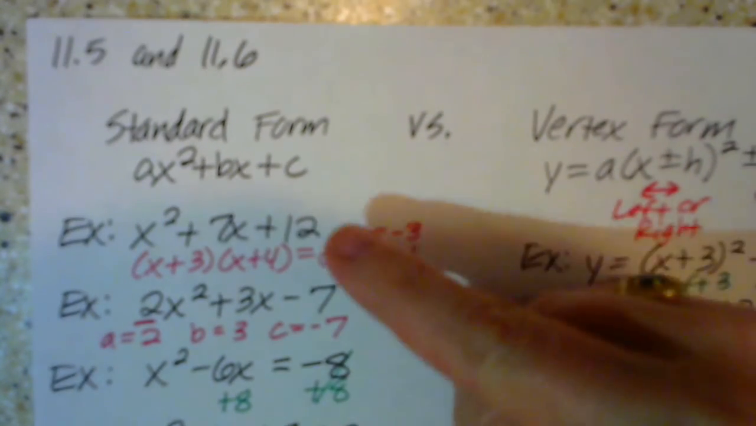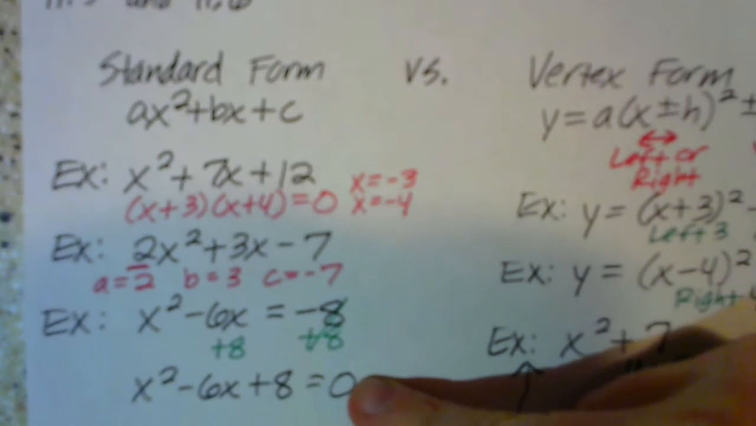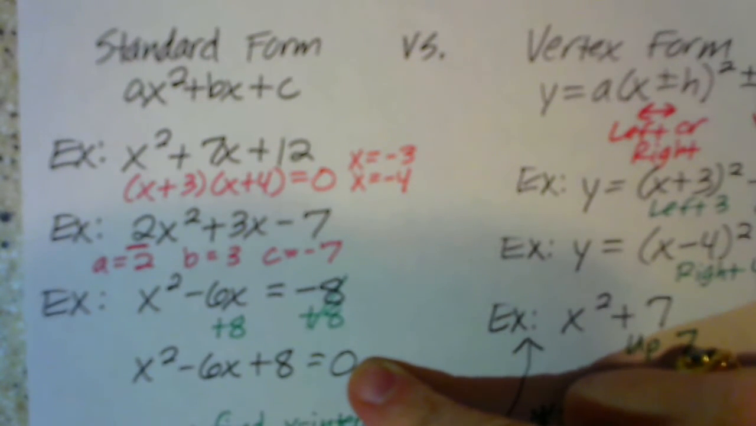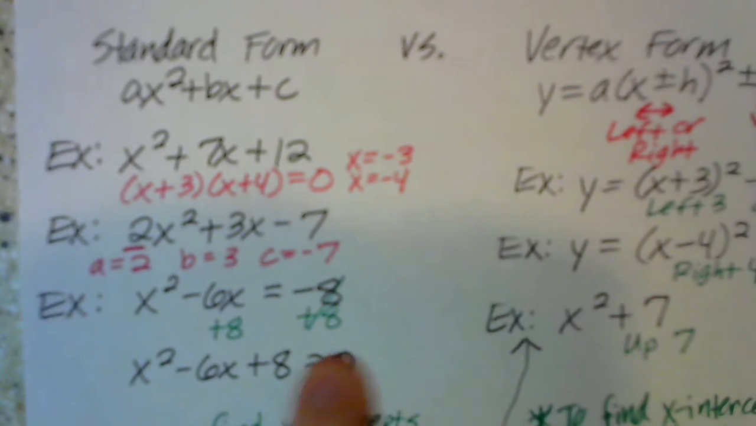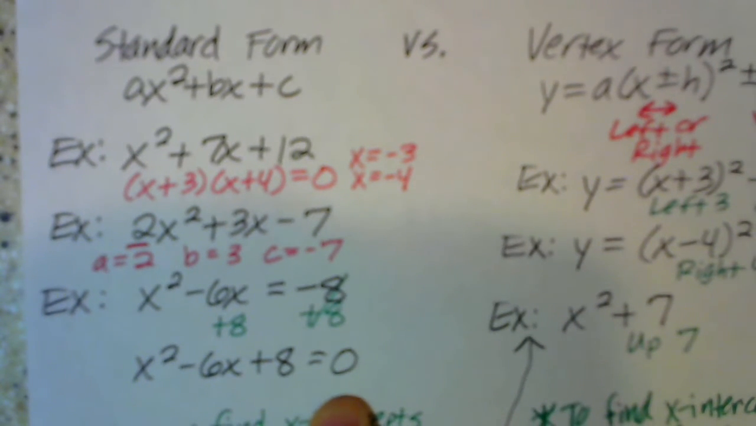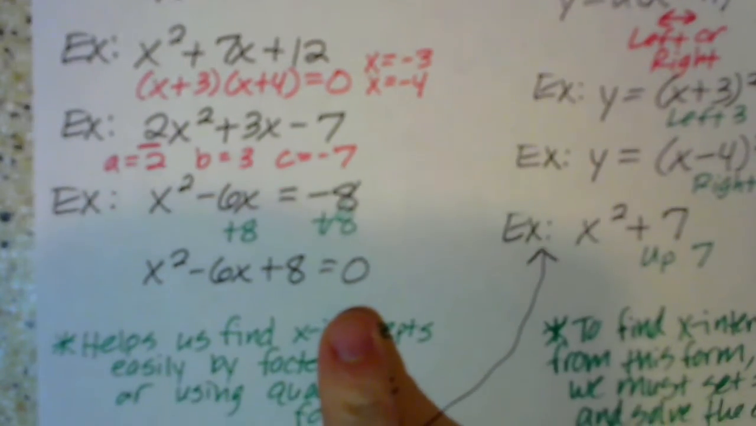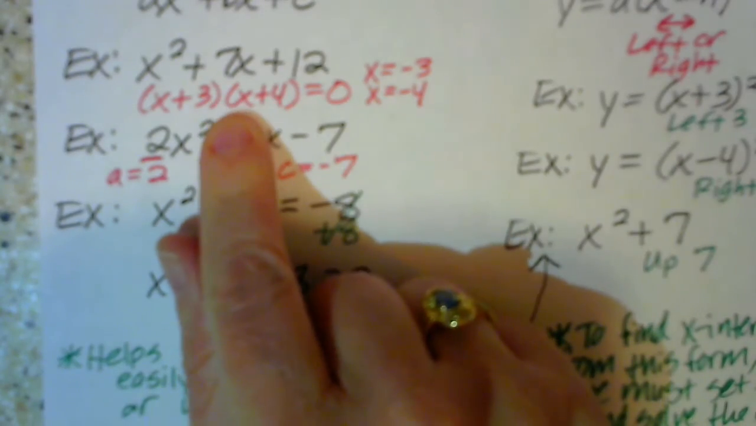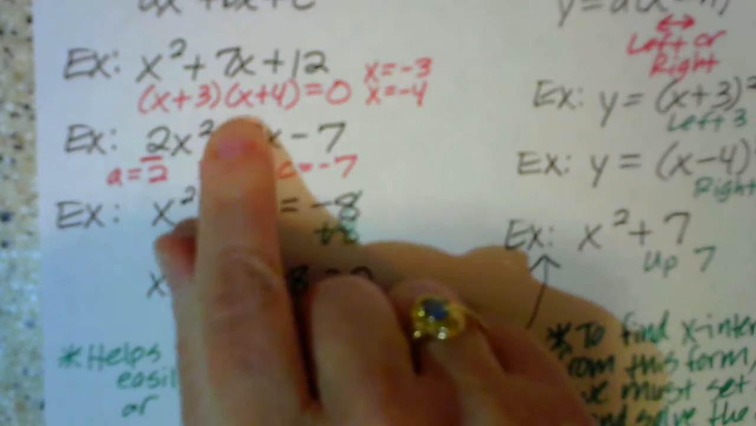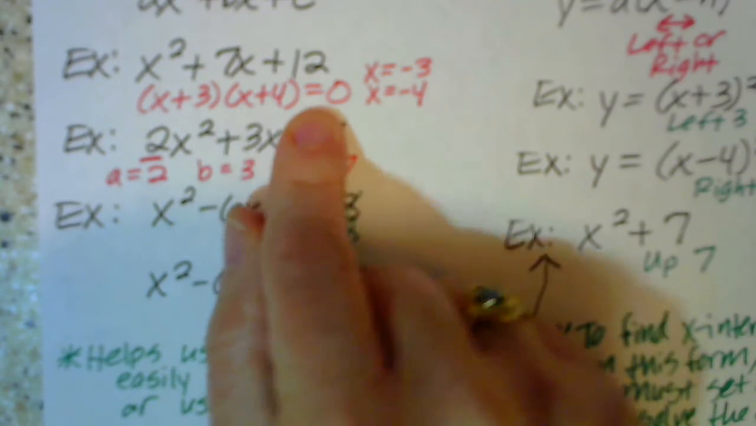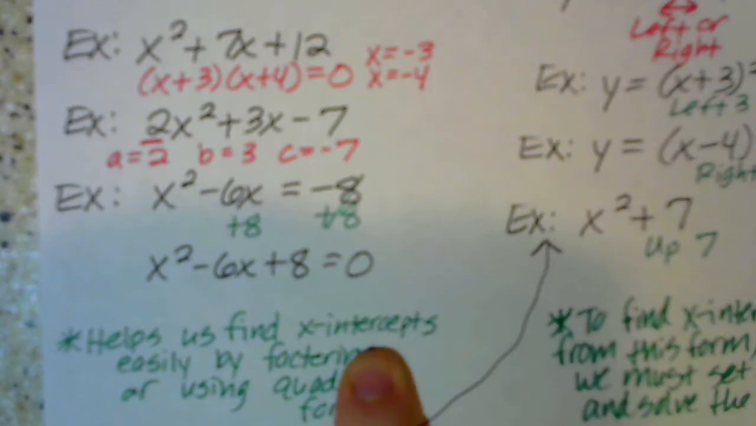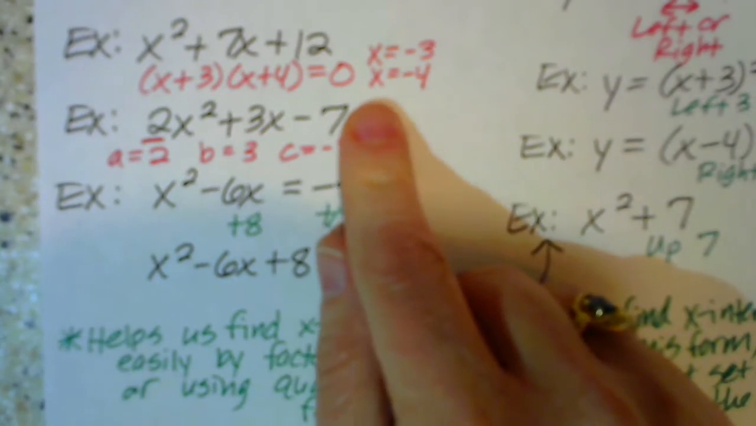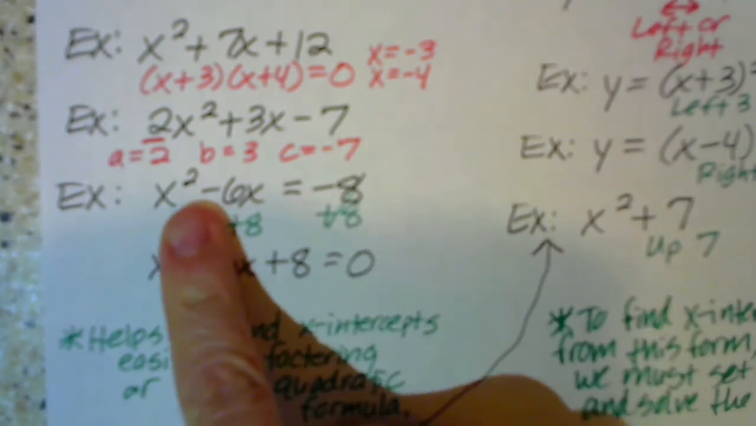So all of these equations are considered standard. They can all be set to 0. So this equation right here, I had to add 8 to both sides to get it set to 0. Once we have them set to 0, we can factor them. Multiplies to give you 12, adds to give you 7, and solve. When we do that, that helps us find the x-intercepts, which we know from chapter 6. So we can factor to get x-intercepts when it's in standard form.